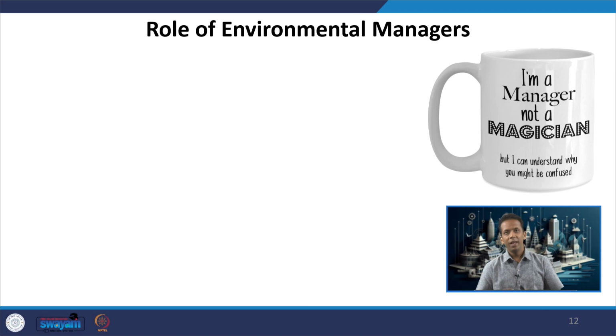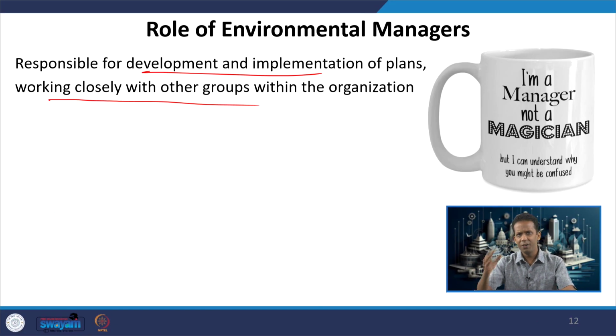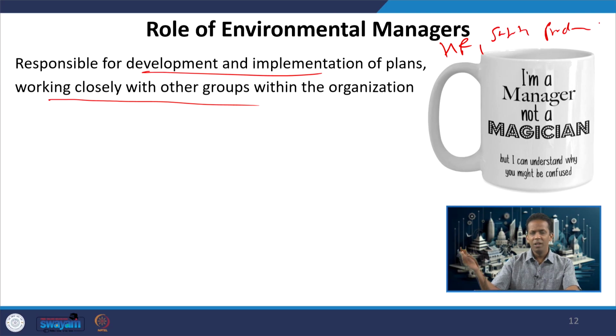Okay. So, with that, what exactly is the role of environmental managers in a company? First of all, he or she is responsible mainly for the development and implementation of plans and working closely with other groups within the organization. In a corporate, there are different departments, like you have the HR department, the safety department, the production department, the outreach department, dispatch, marketing. Okay, there are different departments.